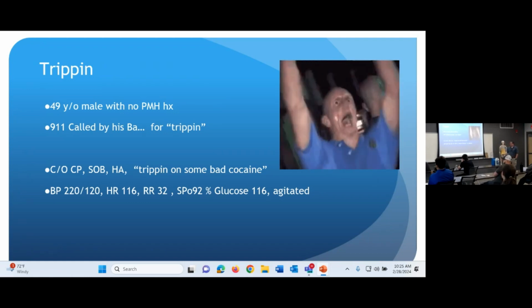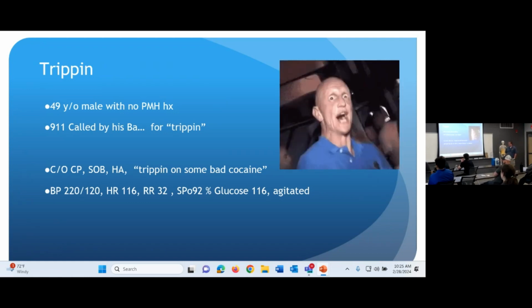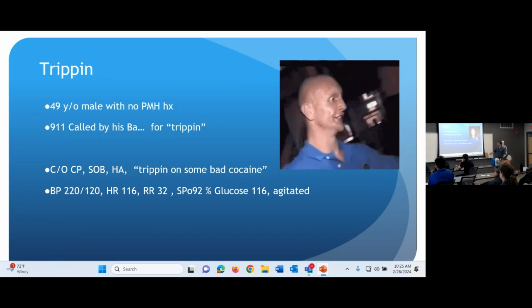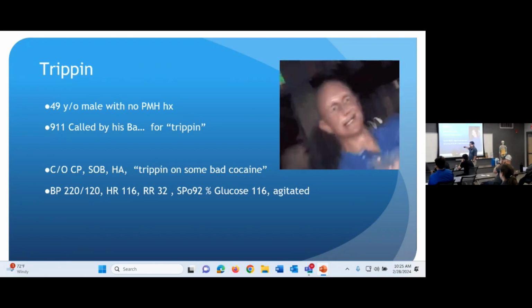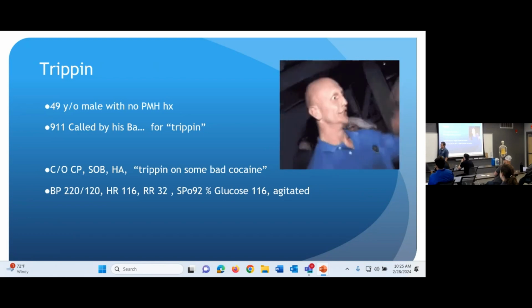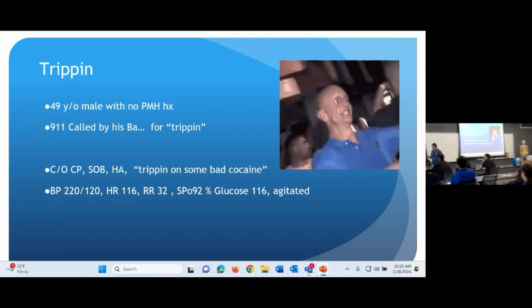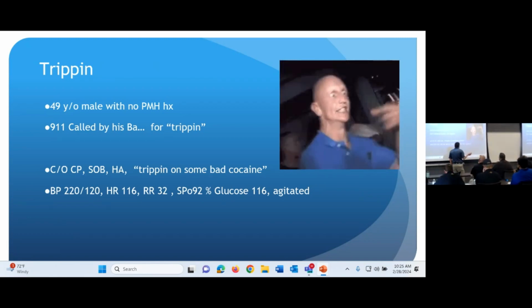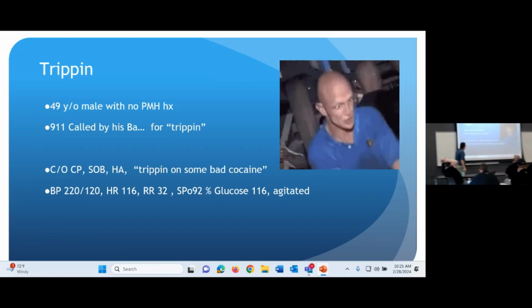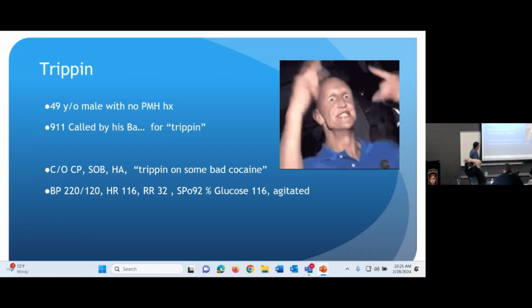He will relax for vital signs. Blood pressure is 220 over 120. Heart rate is 116. Breathing fast at 32 times a minute. He's sat in about 92%. Glucose is 116. Always get a glucose. Gives you a lot of information, right? And he's a little bit agitated. So does he need acute blood pressure management with labetalol, nicardipine, or something like that?